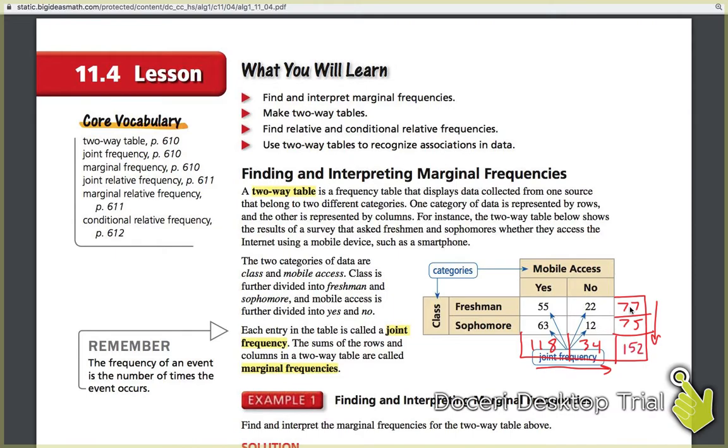So the important question is, what do those represent? Well, this 118 here represents the total number of people asked that have mobile access. The 34 is the total number of people asked that don't have mobile access. They asked 75 total sophomores, they asked 77 total freshmen. So that's what those marginal frequencies are telling us there.